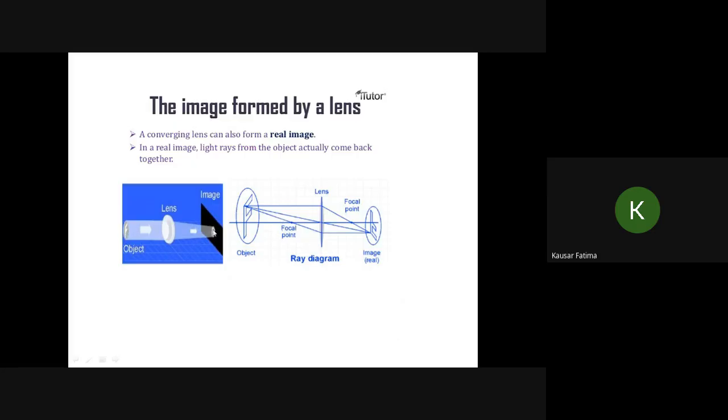And see, this is the lens in between, and this is an object, an illuminated object, the object on which the light is falling, so the image can be formed on the other side. A real image will be formed on the other side and it will be inverted. And what is the position of the image? That depends on the position of the object.